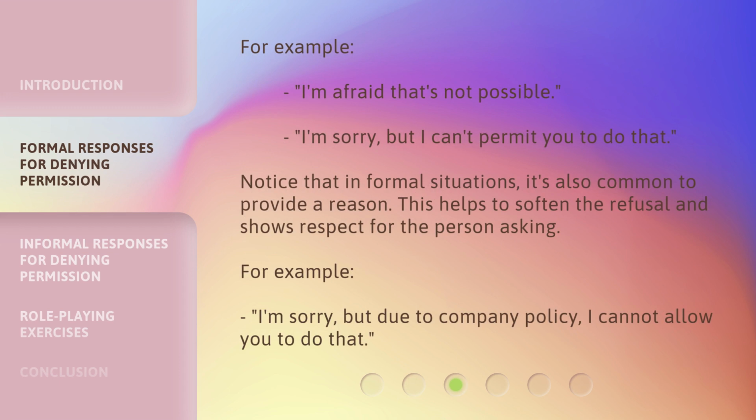For example, "I'm afraid that's not possible." "I'm sorry, but I can't permit you to do that." Notice that in formal situations, it's also common to provide a reason. This helps to soften the refusal and shows respect for the person asking. For example, "I'm sorry, but due to company policy, I cannot allow you to do that."